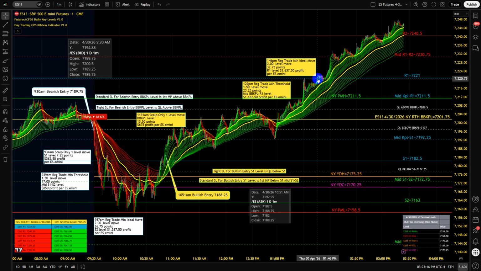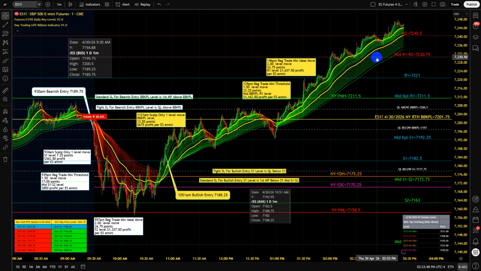1:46 p.m., right here, we have the two-level ideal move to the R1. Again, we started at S1. That's the level we based the trade on. One-level move, 1.5 level move, two-level move. R1 72.21. 32.75 points, $1,637.50 profit per regular E-mini or per 10 micros.